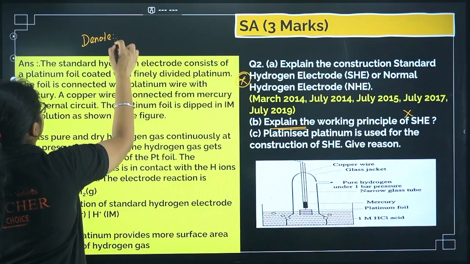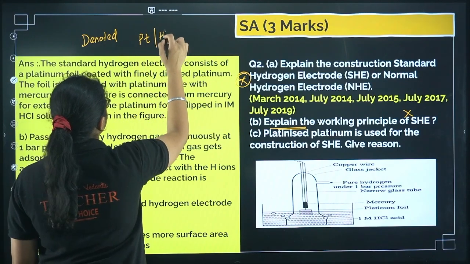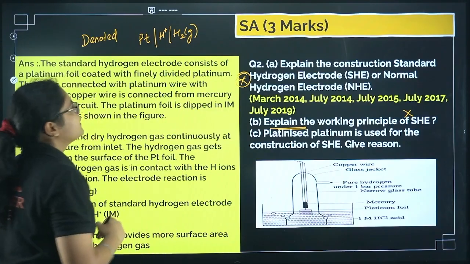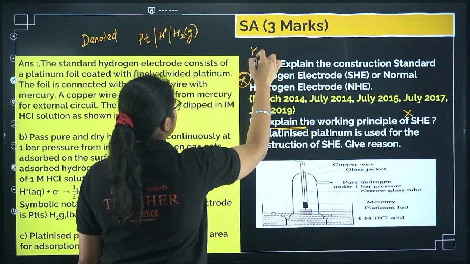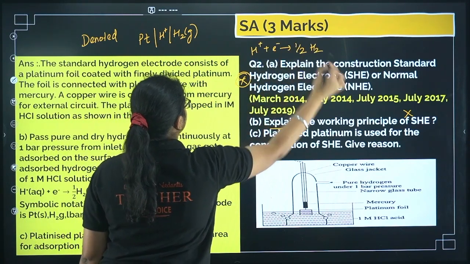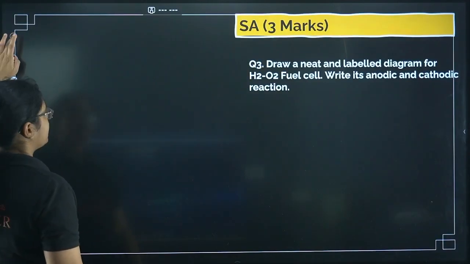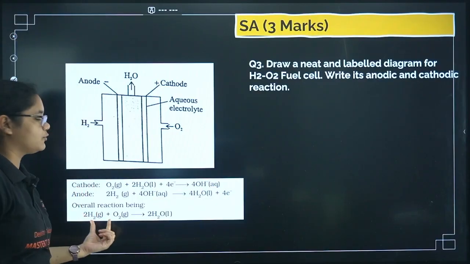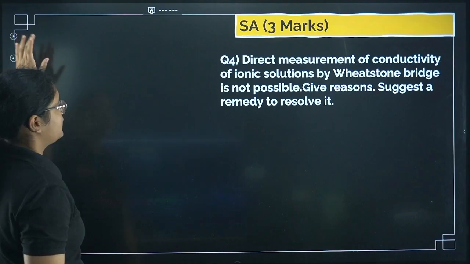Now the next important thing is how it is denoted. How do we represent it? It is represented like this: Pt, H2 | H+. Next is the reaction that happens here. The reaction is H+ plus 1 electron gives you half H2. Moving forward, we have the neat labelled diagram of the hydrogen oxygen fuel cell, and write its anodic and cathodic reactions and the overall reaction. These are all very important questions and can be asked.